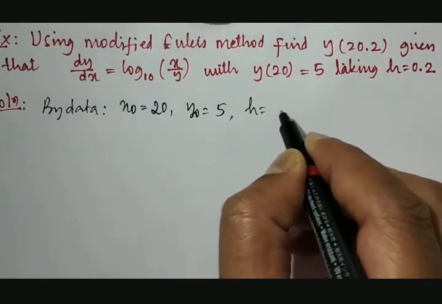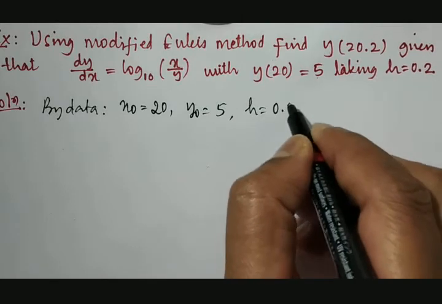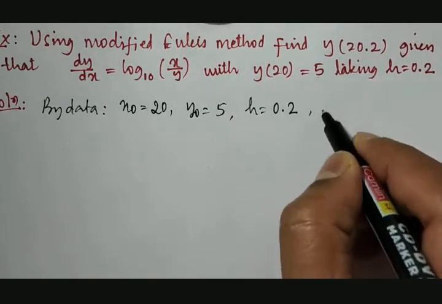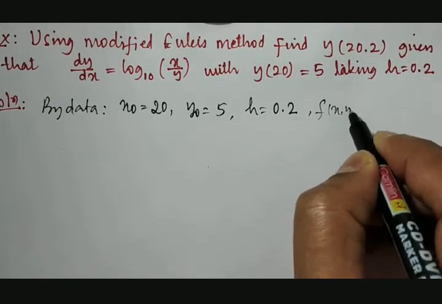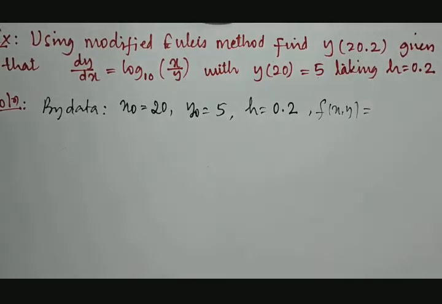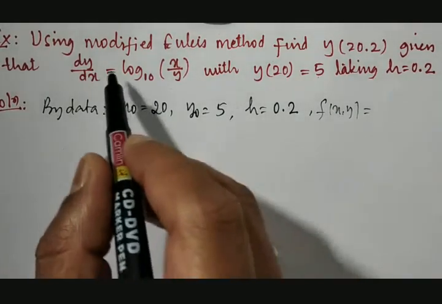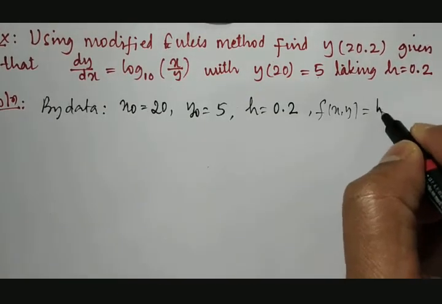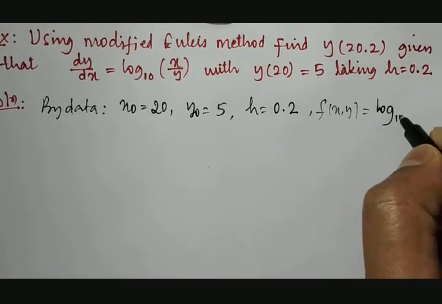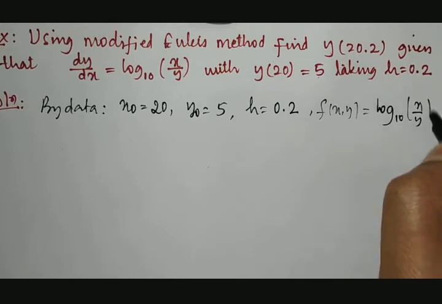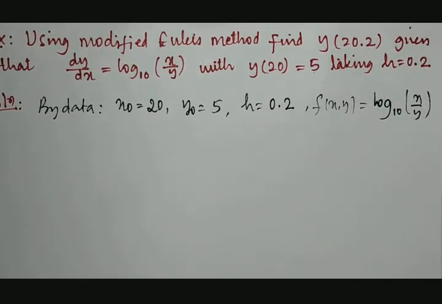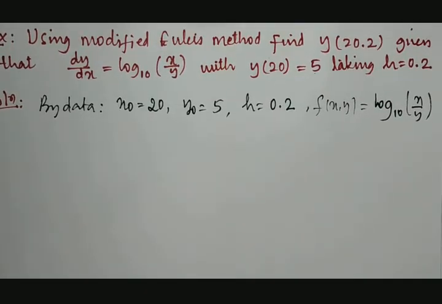h is equal to 0.2. And f of x comma y, which is dy by dx, is given as logarithm of x by y.